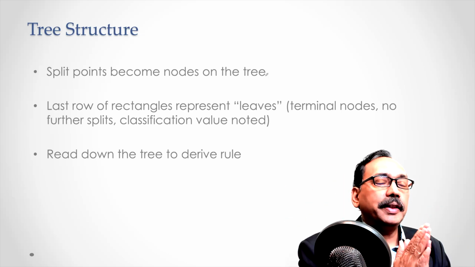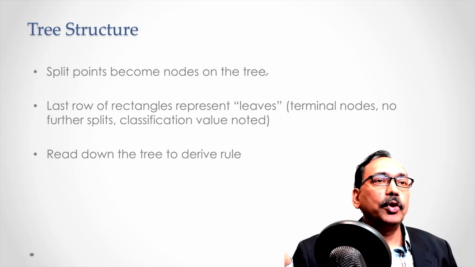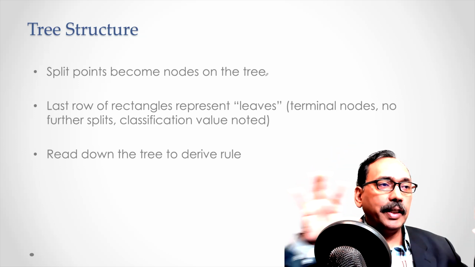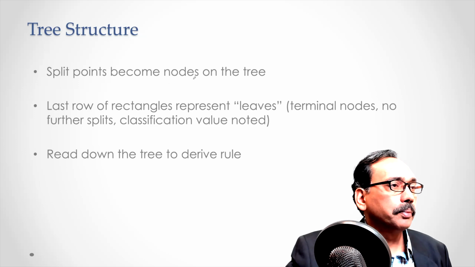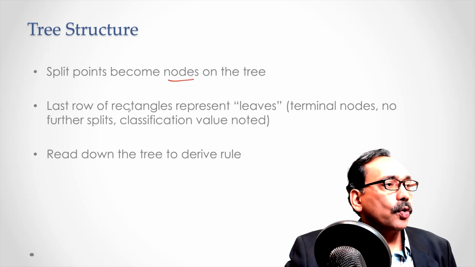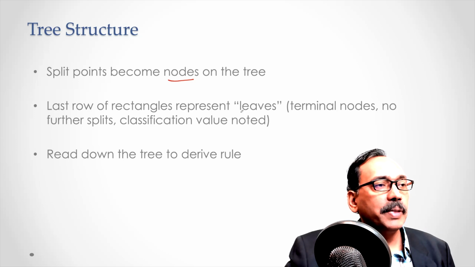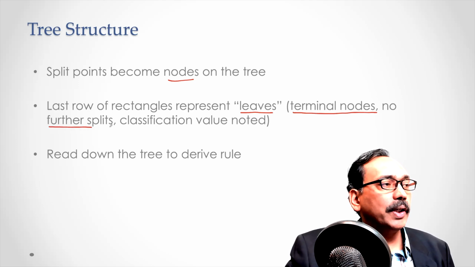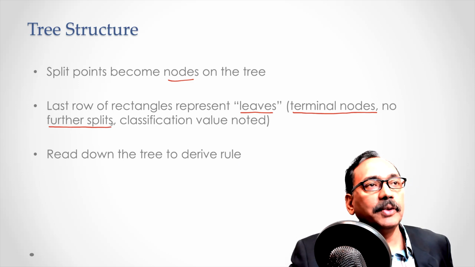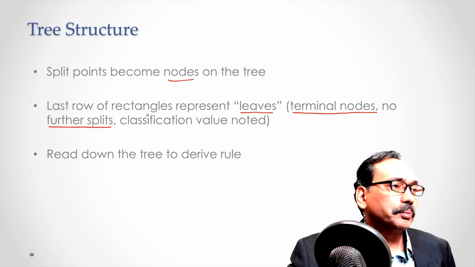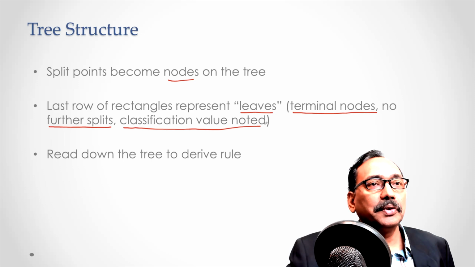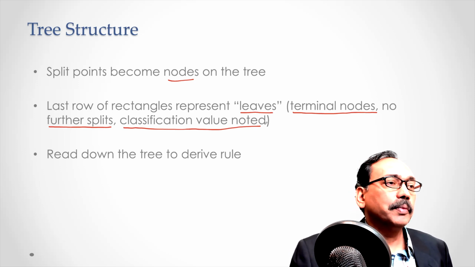So once you split something into two, they become nodes. So you have seen like from the root node we get two branches. Again something splits and you get two. So they become nodes. Last row of rectangles that we saw represent leaves of the tree. It's also called terminal nodes. And then you must have noticed there were no further splits after terminal node. So that's why they are called terminal node. Classification value is noted there. So whether it is yes, no, so that's the final prediction.